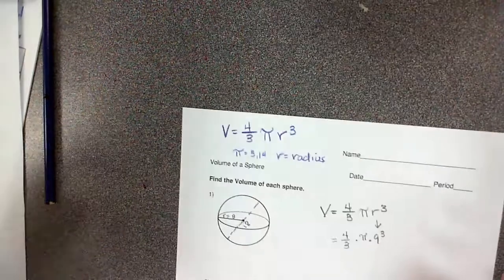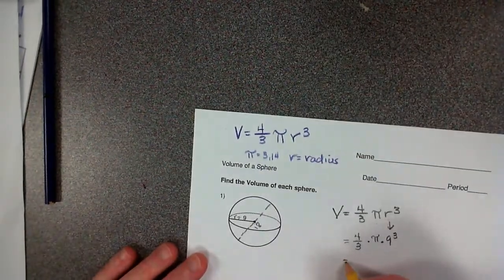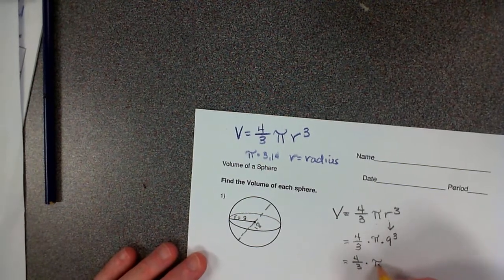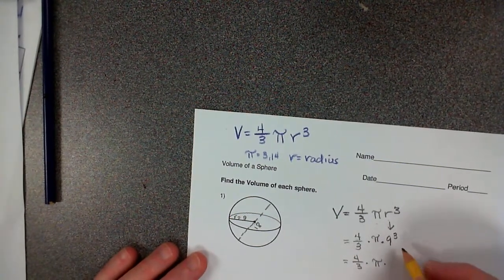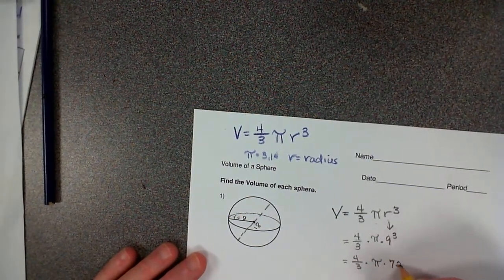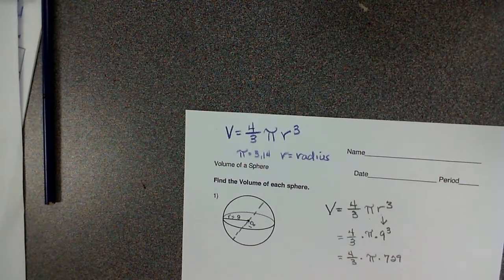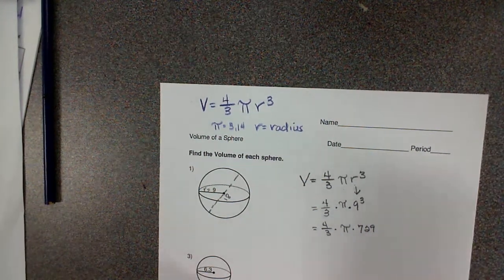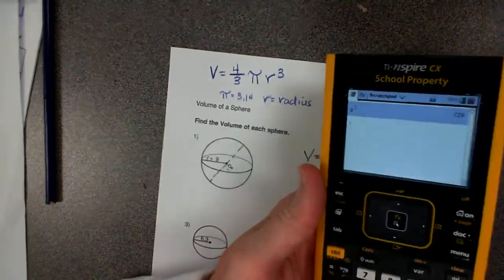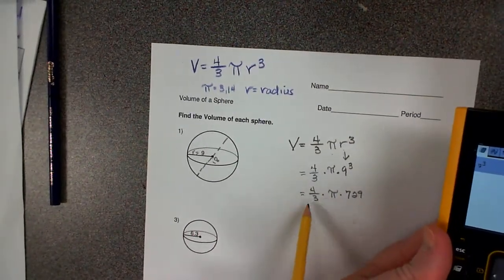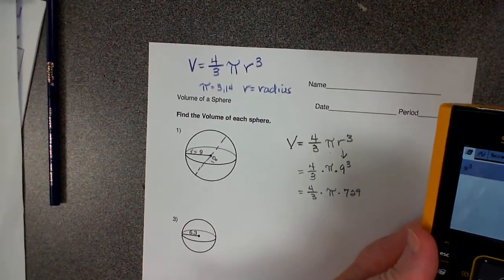Another fair game answer choice is 4/3 times pi times 729. Now finally, you're going to take that 729 and multiply that times the pi button and times 4 divided by 3.